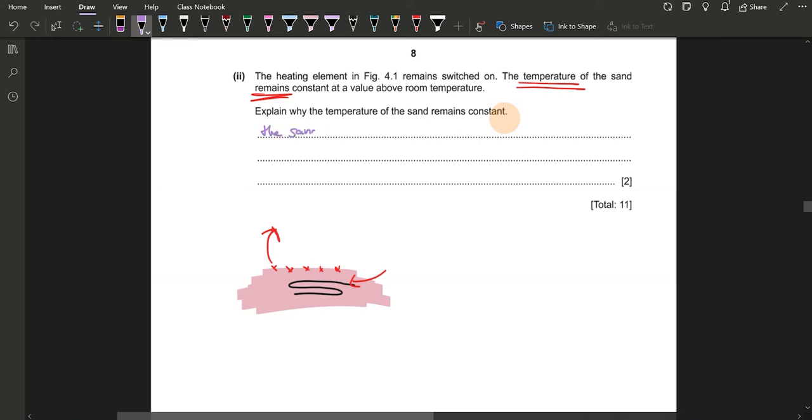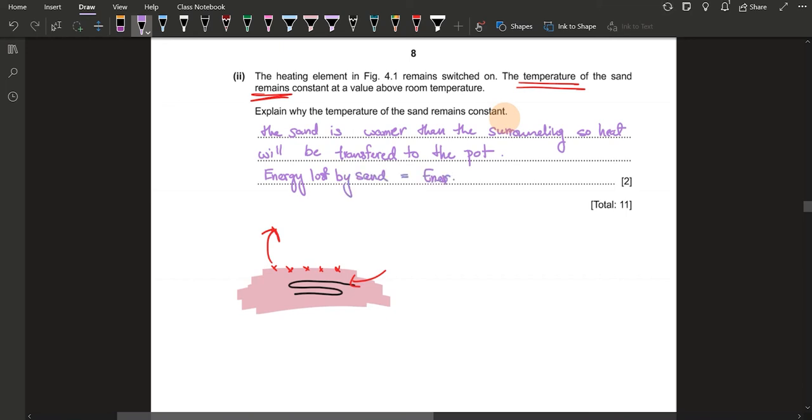The sand is warmer than the surrounding. And because of that, the heat will be transferred to the pot. And now, as the temperature is constant, we can write here energy lost by sand is going to be equal to energy gained by sand. And we are done with question number 4.